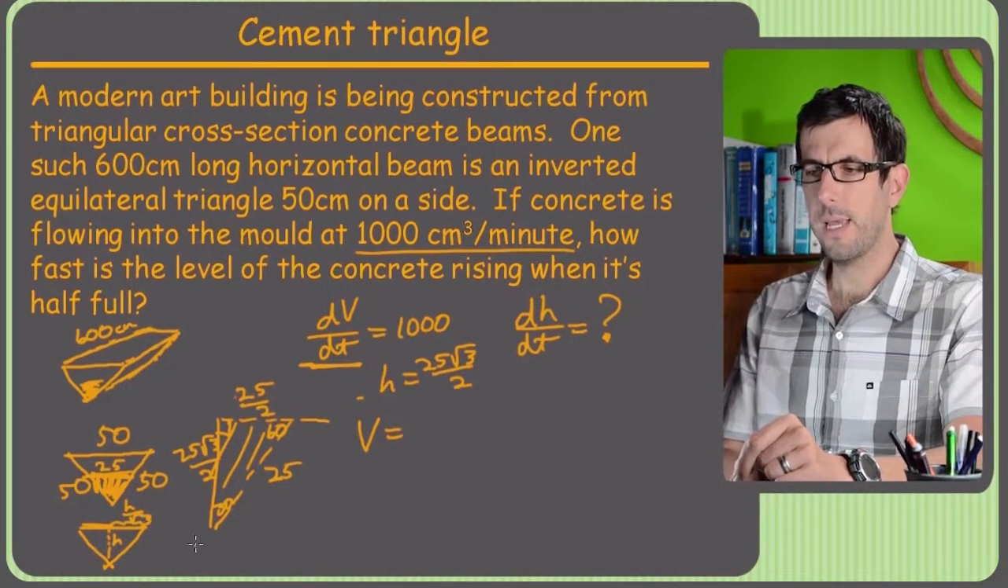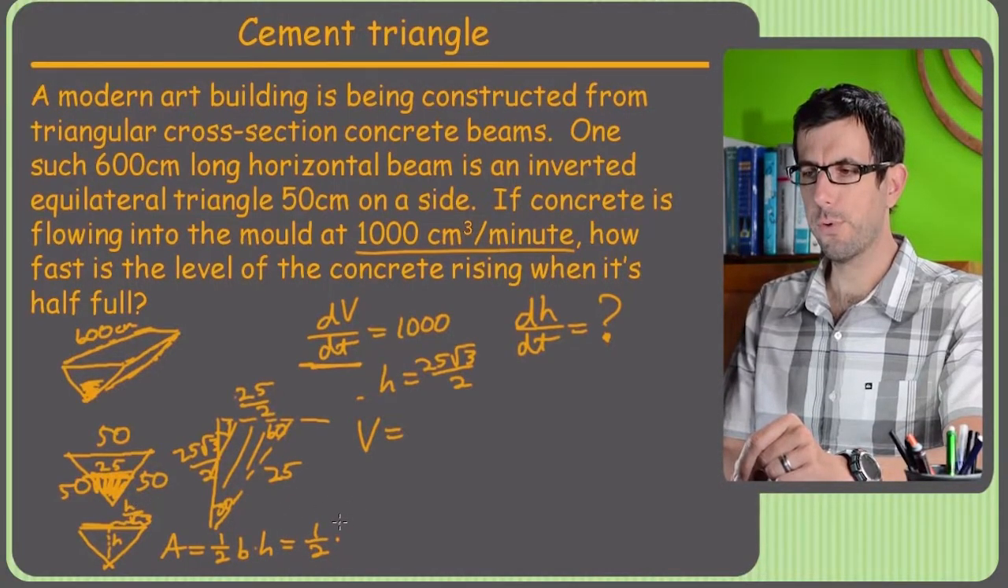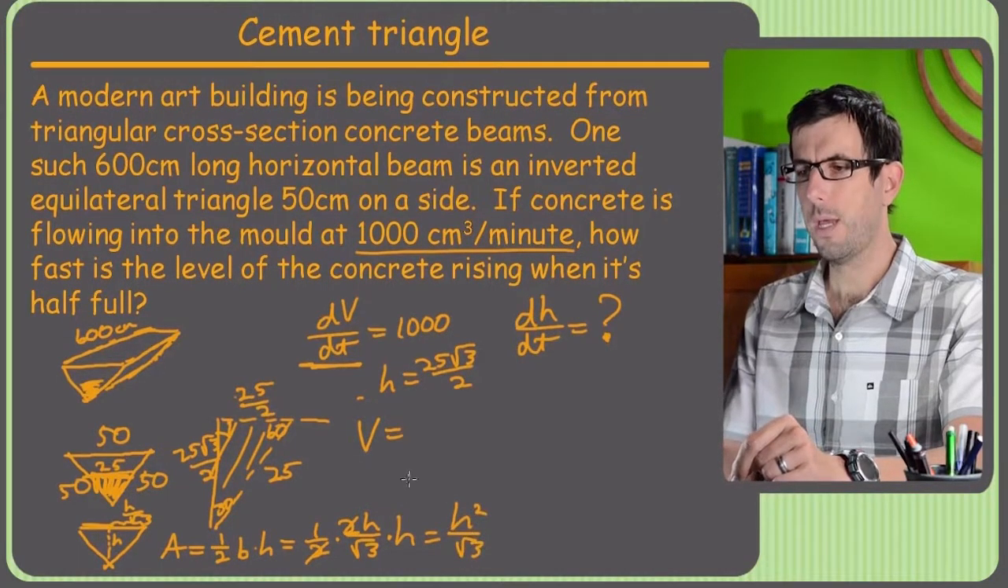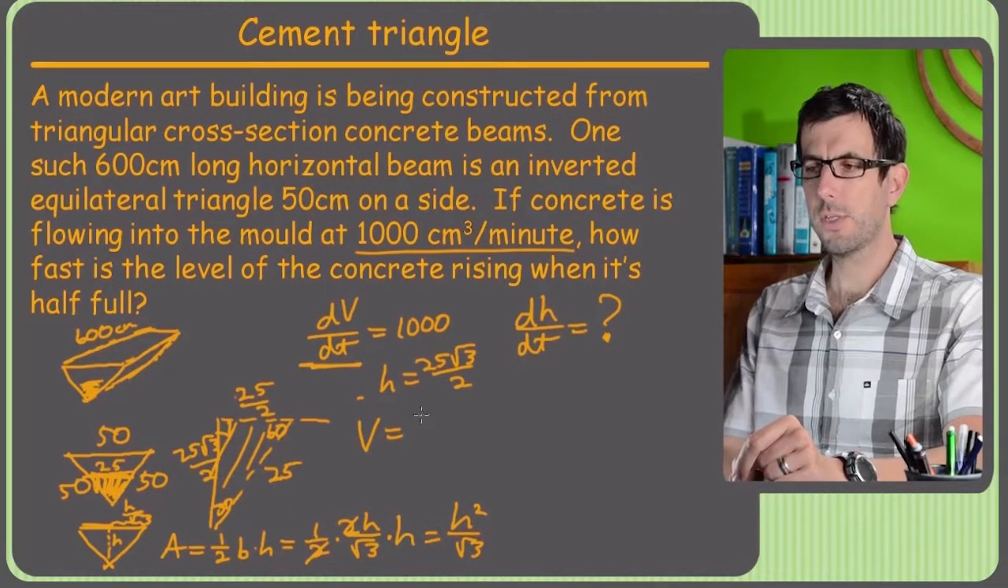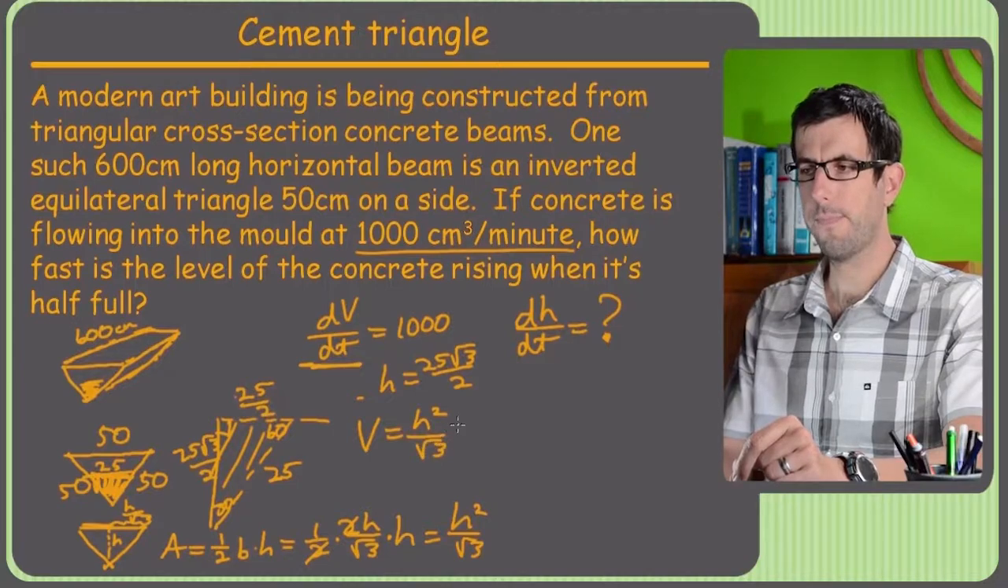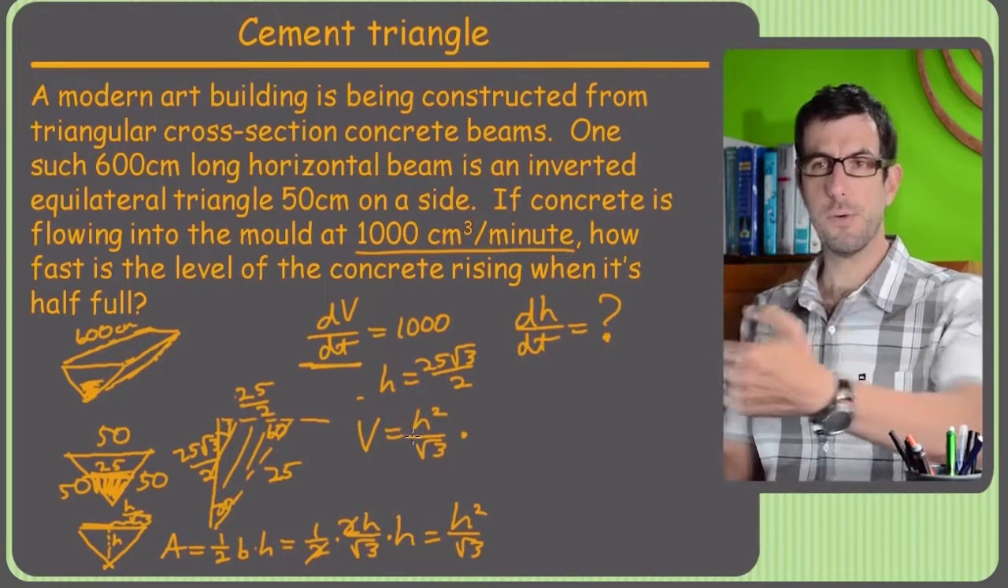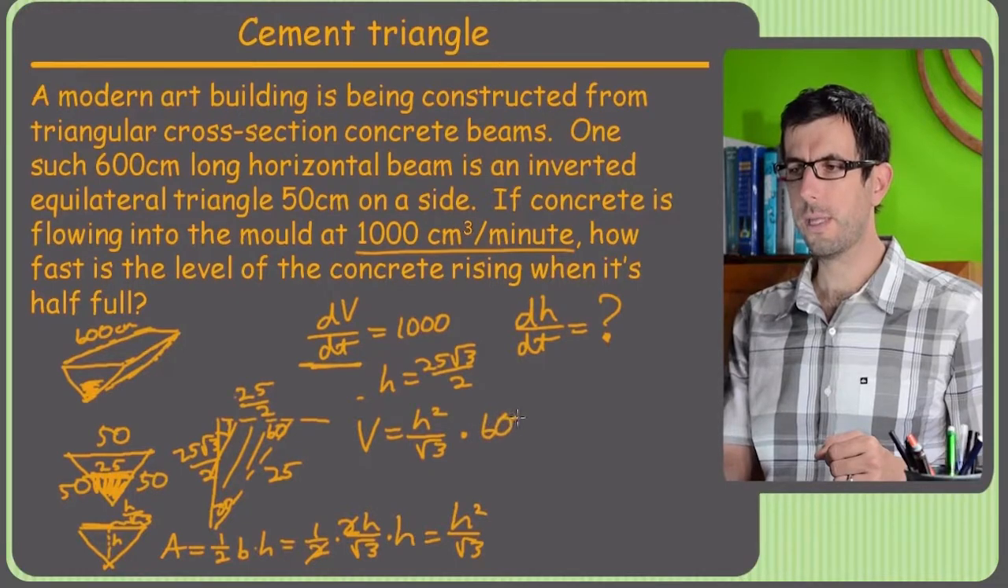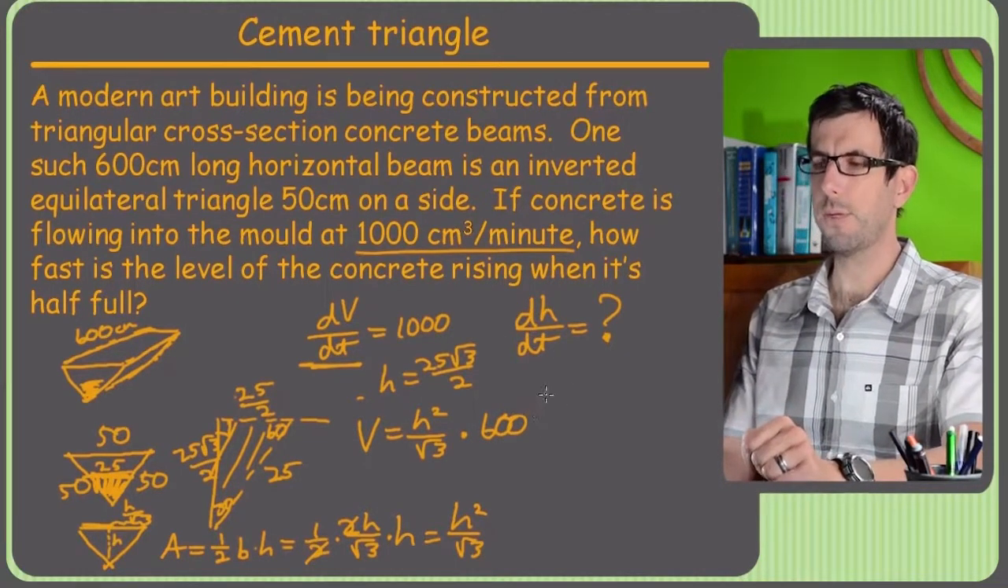So the area of this end, the area of the triangle, is 1/2 base times height, which equals 1/2 times 2H over root 3 times H again. The 2's cancel, so I just get H squared over root 3. That's the area of the base. So the volume is the area of that triangle, H squared over root 3, times the length of the whole trough, which is 600 centimeters. Everything here is in centimeters, so we're all good.